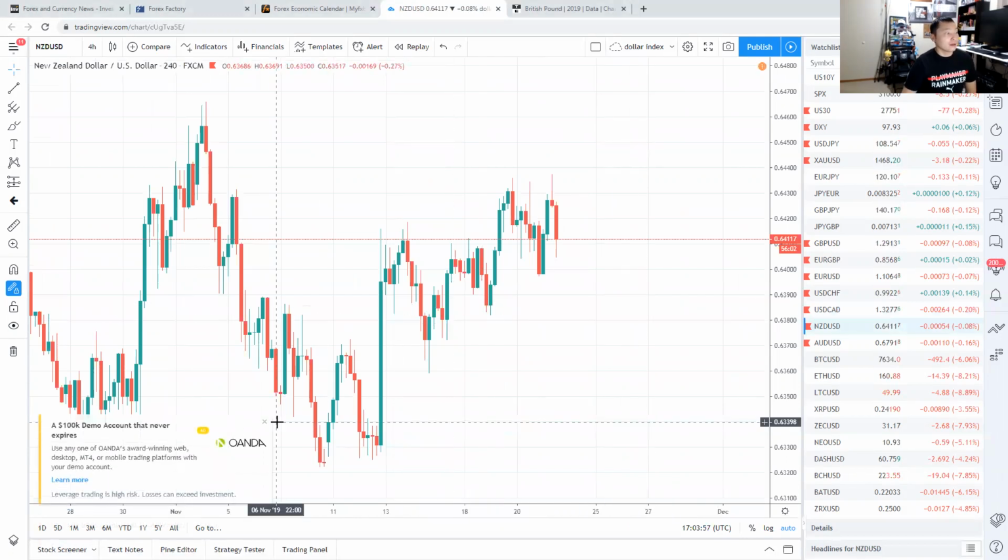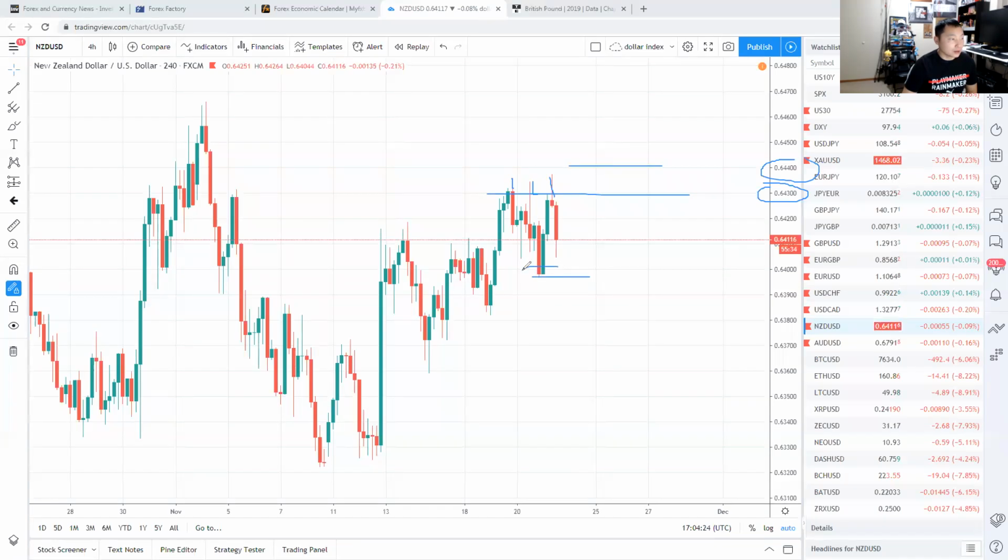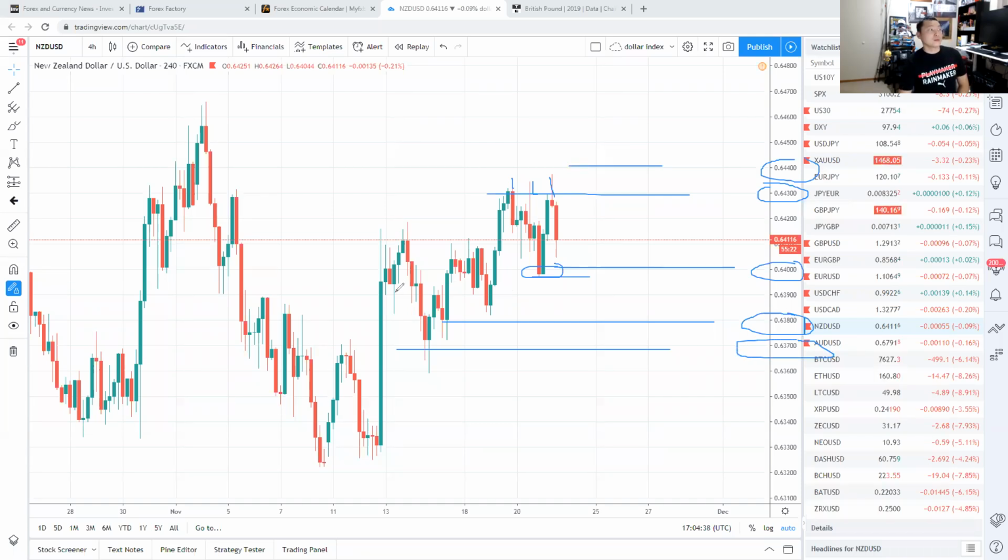New Zealand. I'll go into here, right? I would sell New Zealand because of the fact it got rejected here at 64.3 and did not try to break the 64.4. You can see the wicks here. My first initial target would be the support candles here at 64 cents, and then come down to 63.8, and then come down to 63.7. And this is all on the 4-hour.